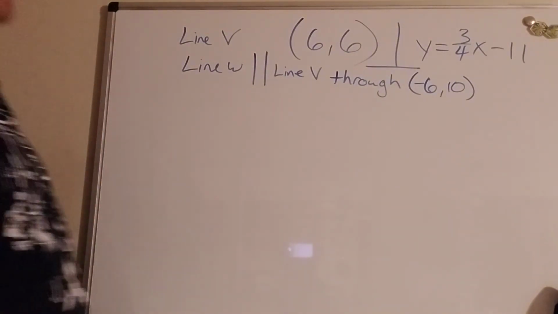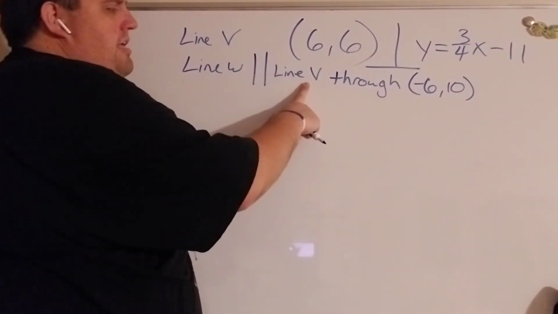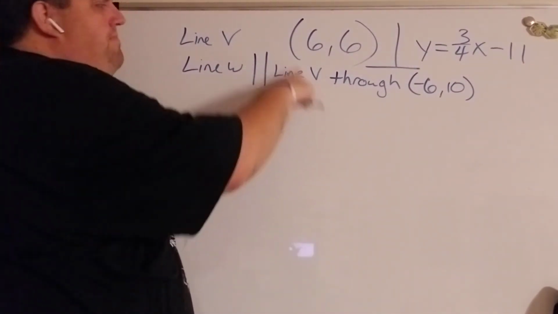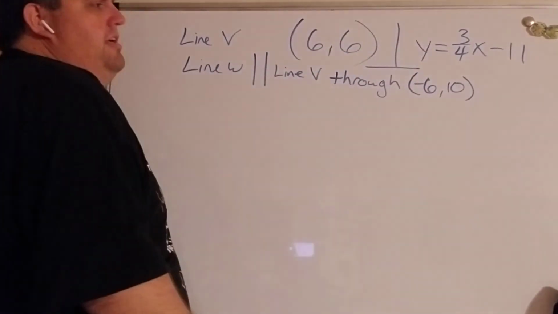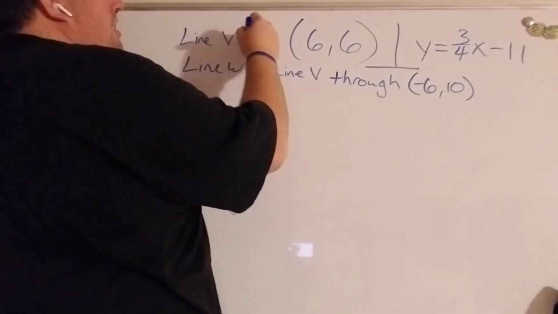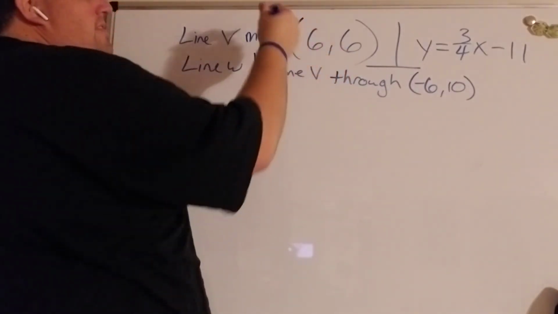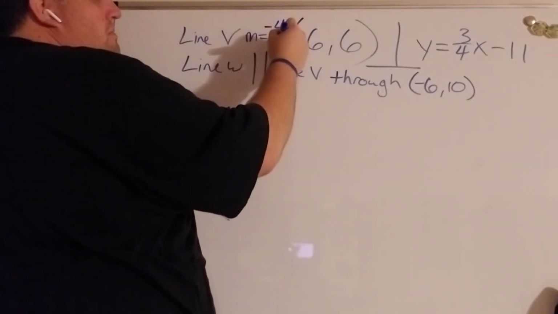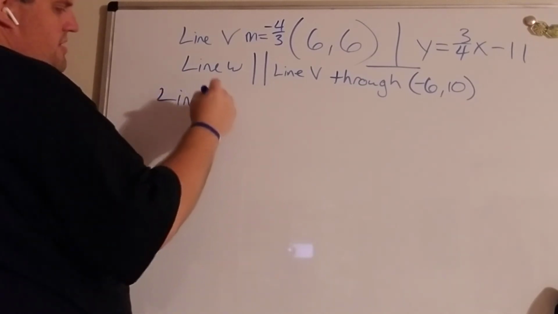All right. So we're going to have to start up here with line V, because to figure out line W, we need line V. So line V goes through (6, 6), and it's perpendicular to that. So if it's perpendicular, I'm going to take my slope and flip it and then change the sign. So it's positive, it's going to be negative, and the 4 will be over the 3. So let's do line V first.